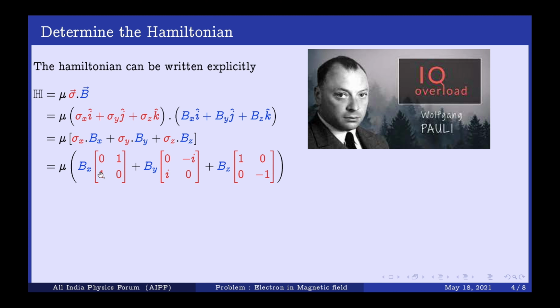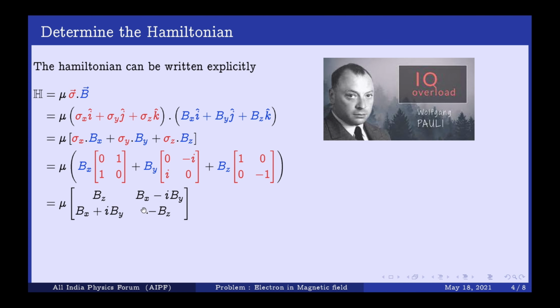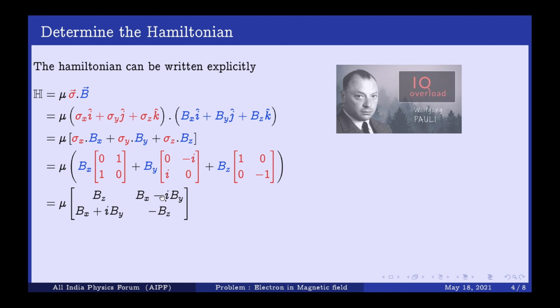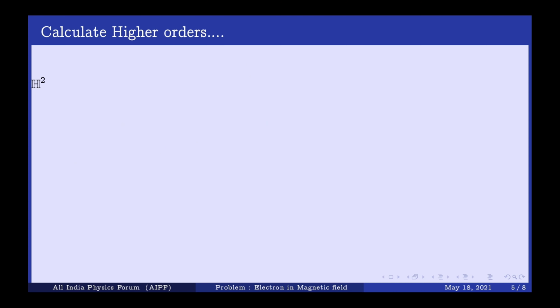Now this sigma x, sigma y, sigma z, you can put them in, and that will appear as this. You know, sigma x is 0 1 1 0, and sigma y is 0 minus i, i 0, and sigma z is trivially 1 0 0 minus 1. Okay, so when you put them together you will find that this matrix will appear as this. So the diagonal terms are Bz and minus Bz, whereas the non-diagonal terms are Bx plus minus iBy. So what next? We have to find H square, H cube and H4 so that we can calculate the exponential of this. Find H square explicitly in matrix form.